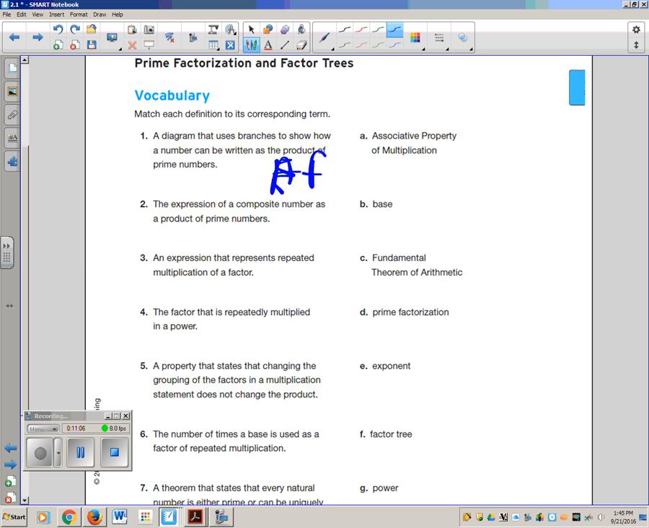Number 6. The number of times a base is used as a factor of repeated multiplication. This one tells you how many times to multiply. Lily, that's the exponent. And then number 7 is a theorem. Any number can be expressed as a product of primes. This is an important theorem. Anna. Fundamental theorem of arithmetic. Close. Fundamental theorem of arithmetic.